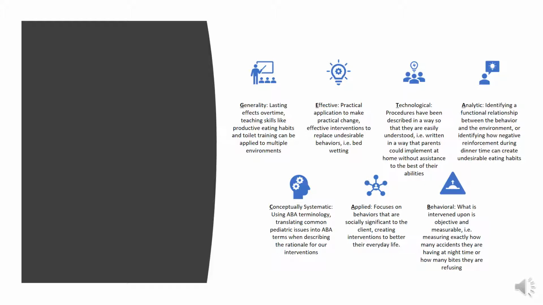Are they analytic? So are we identifying a functional relationship between the behavior and environment? Or how are we identifying how negative reinforcement during dinner time can create undesirable eating habits? Is it conceptually systematic? So are we using ABA terminology? I think it's really important that we collaborate with other fields, whether it be pediatrics or occupational therapists or speech therapists or even sports medicine.